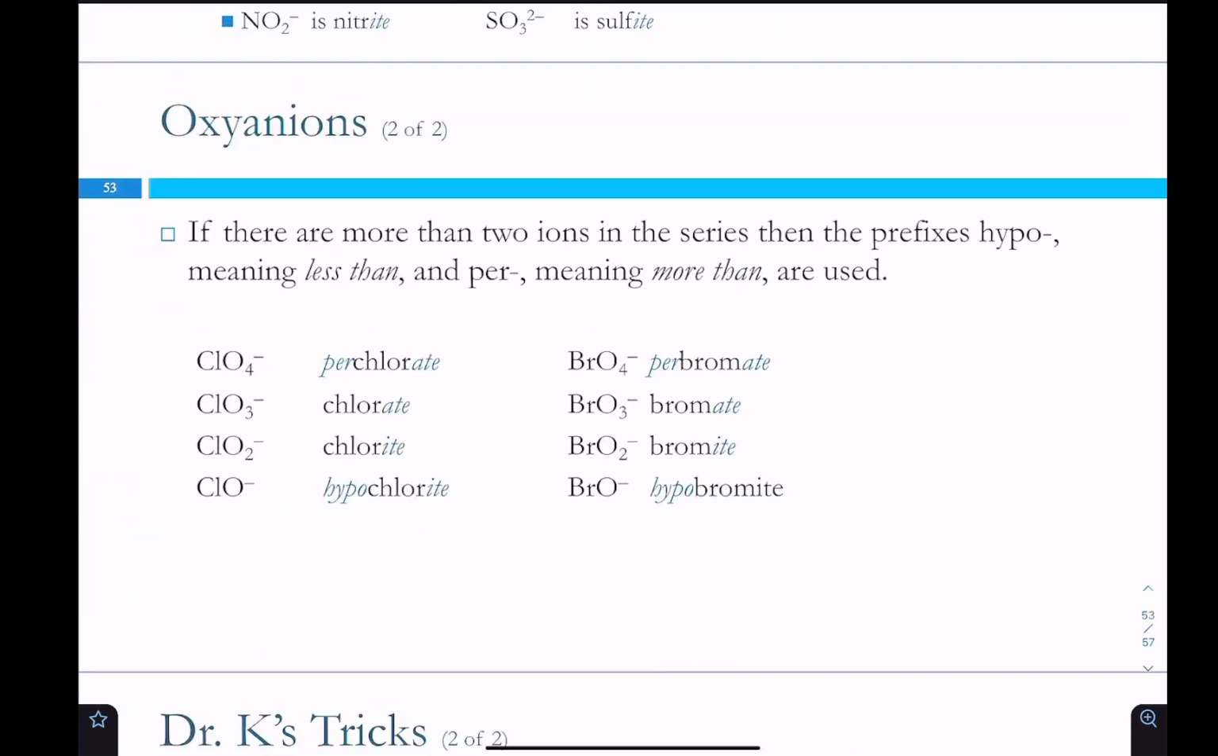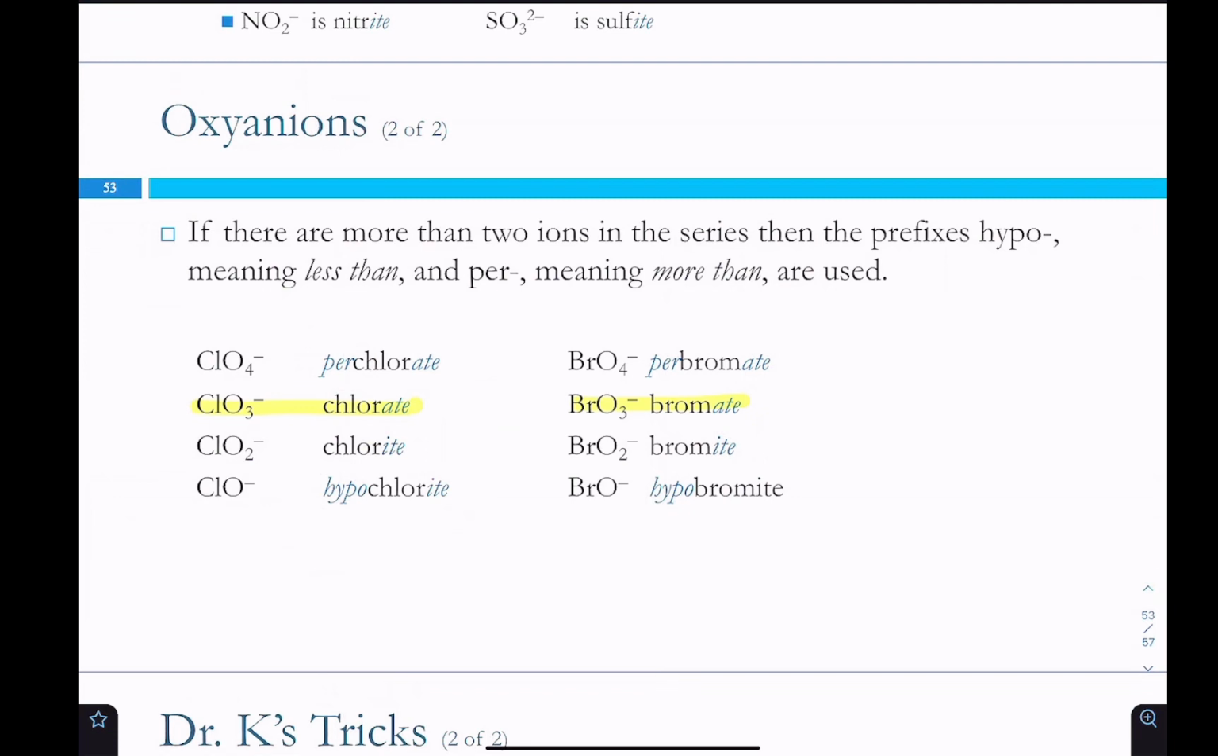Yeah, so this is just from the book. This is how I do it. These are the base forms. ATE is your base form. You memorize the ATEs. And then if you have one more oxygen than the ATE, it's perchlorate. If you have one fewer oxygen than the ATE, the ending changes to ITE. So here would be chlorite. And then if you have two fewer than that base form, it's hypochlorite. You just add a prefix.